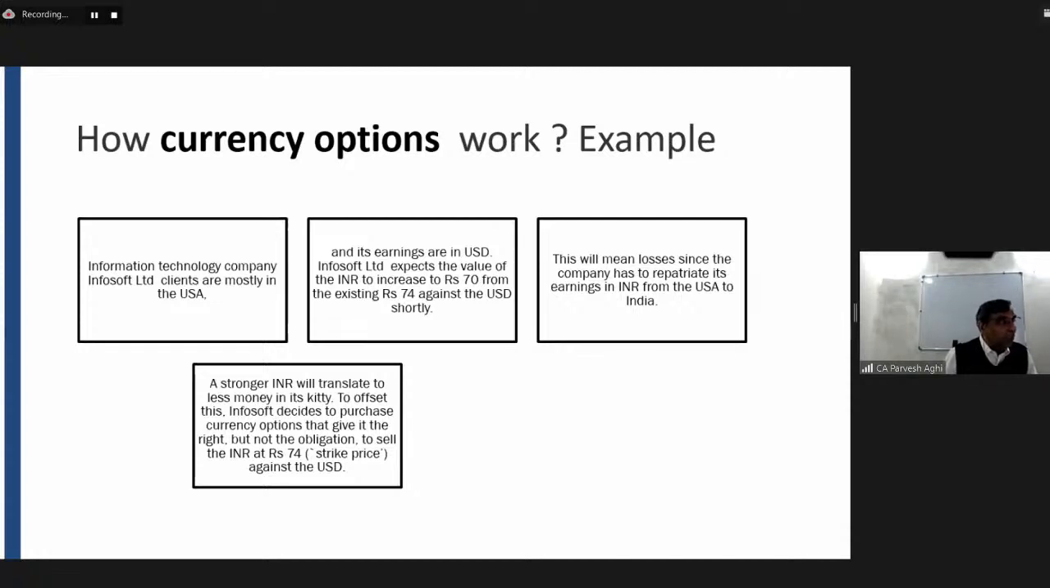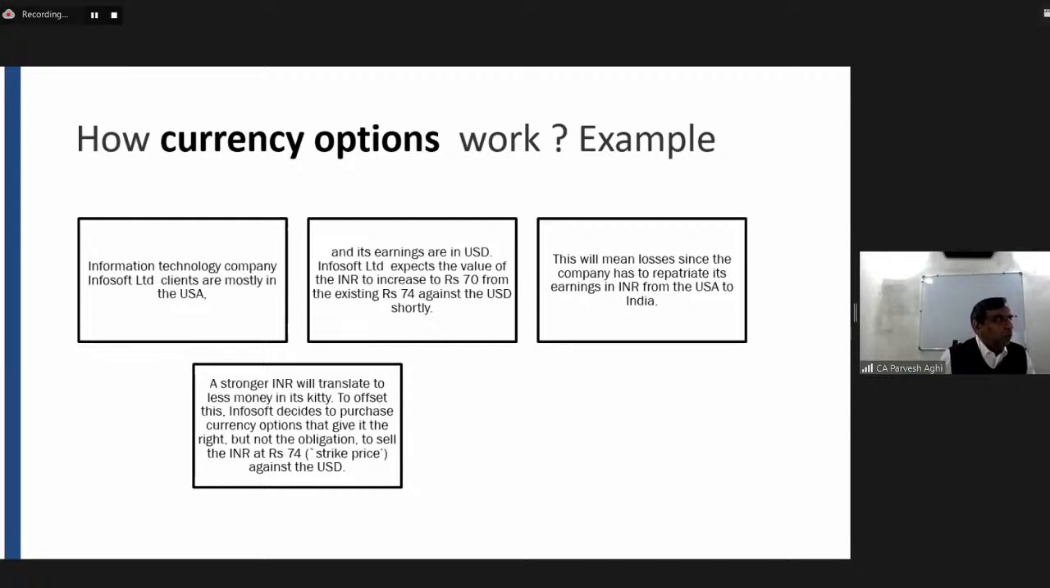Now, in this case, they're using currency options that give the right, but not the obligation, to sell at 74. Okay, so that means they are going to the options market and purchasing a currency option contract, which will give them the right, but not the obligation. Remember, but not the obligation to sell at 74, which is the current rate. Okay, and which is also called the strike price. And we'll soon understand what the strike price is. Okay, so options contracts are like this.